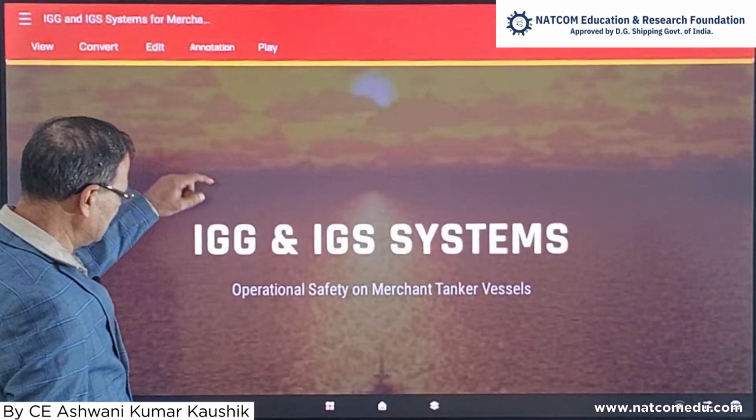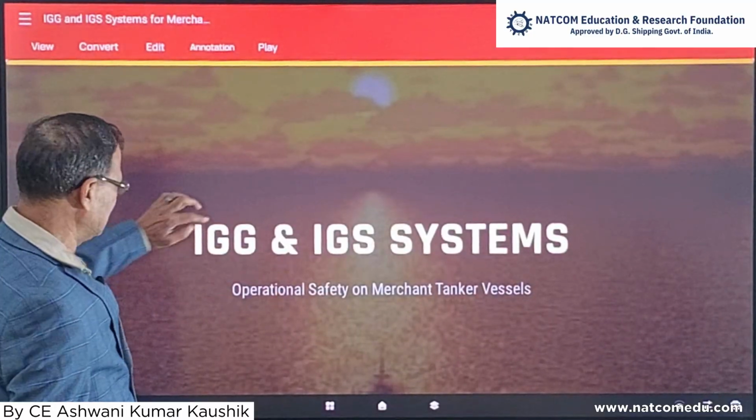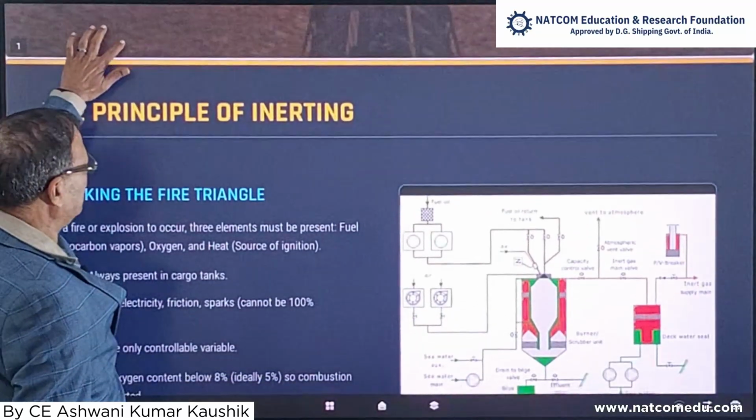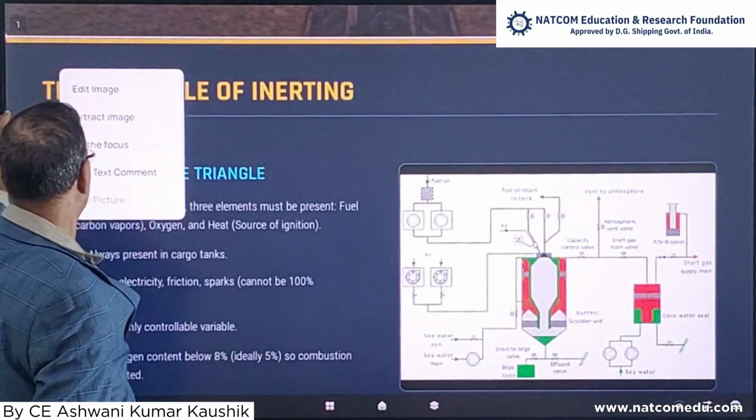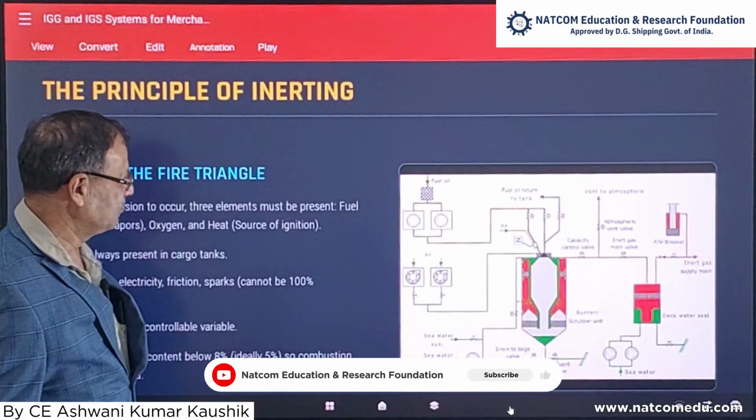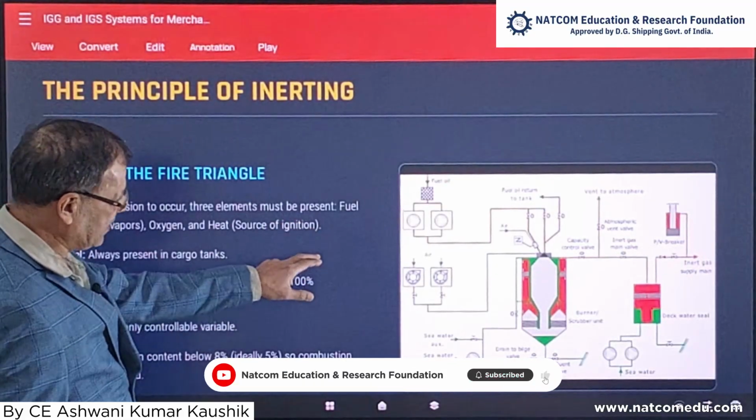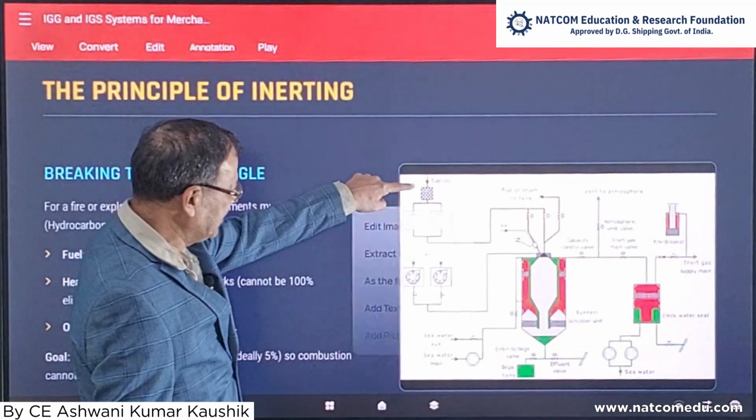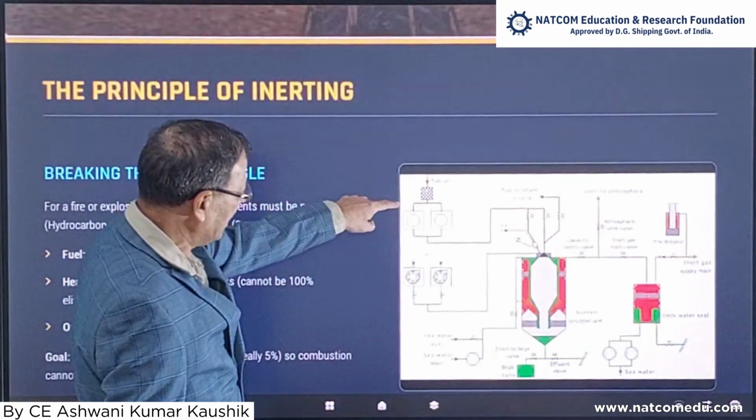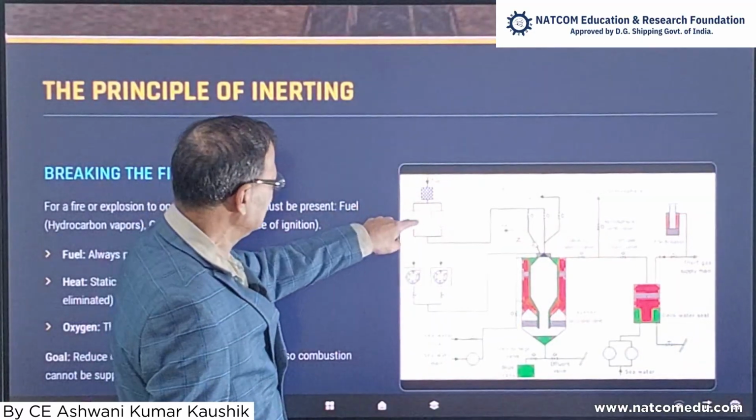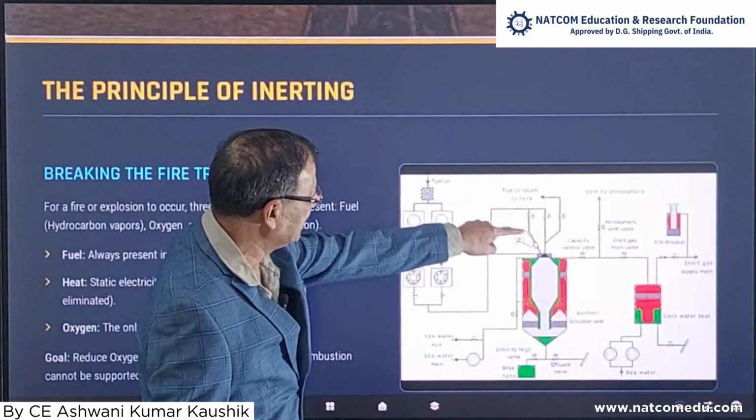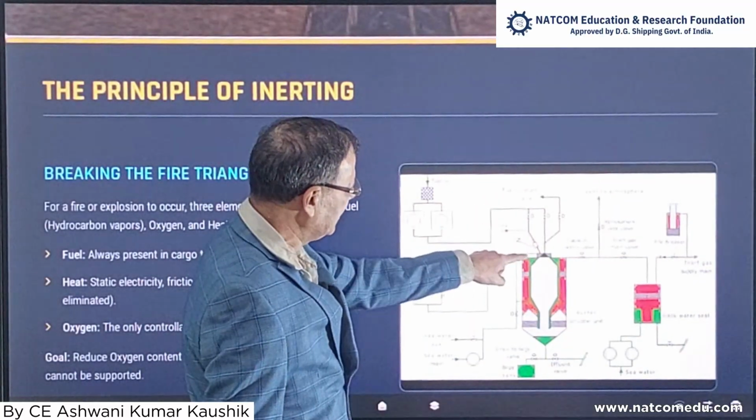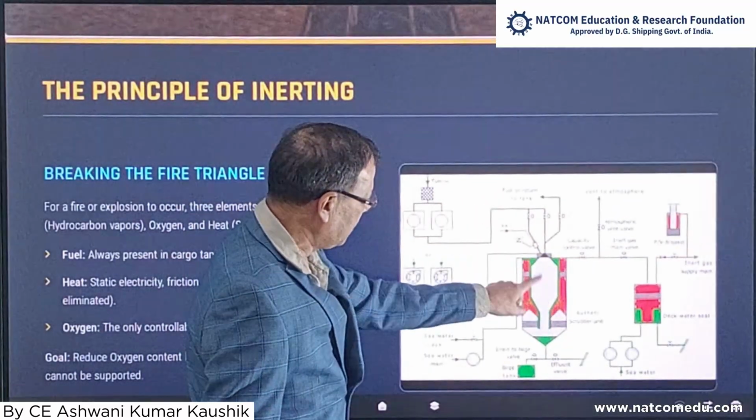Now you can see this operation safety of merchant tanker vessels, and there are some important points. The principle of inerting. This is actually the system. You can see the diagram and how it works. In the diagram, the fuel pump is there. The oil is coming from the fuel pump, and this is starting. This is the red line. This is coming to the chamber, and there is a fuel return line also. And once there is a start, there is a burner, and this is burning in the chamber.